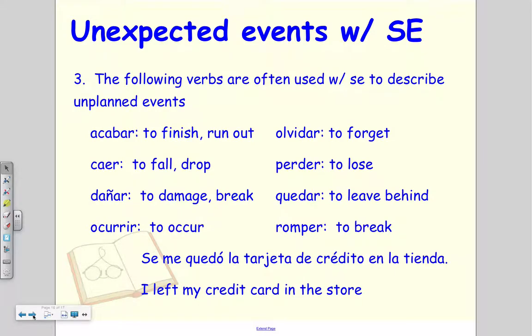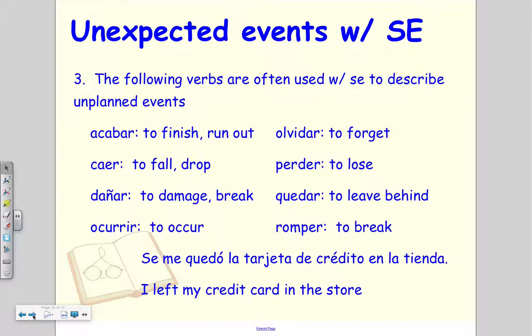Some common verbs that get used with this unexpected se business. Acabar, to finish or to run out, like time or cake. I didn't finish it. The cake finished itself. I hear that all the time at home. Caer, to let fall or drop. Dañar, to damage or to break. Se me dañó la televisión. The television just broke itself. It just burst into flames. Ocurrir, to occur. Olvidar, to forget. Se me olvidó su nombre. His name was forgotten to me. I didn't forget it. He's just not that memorable.